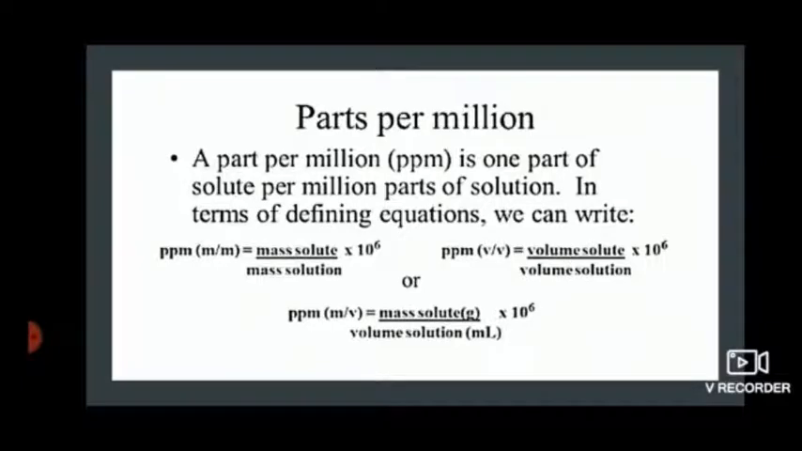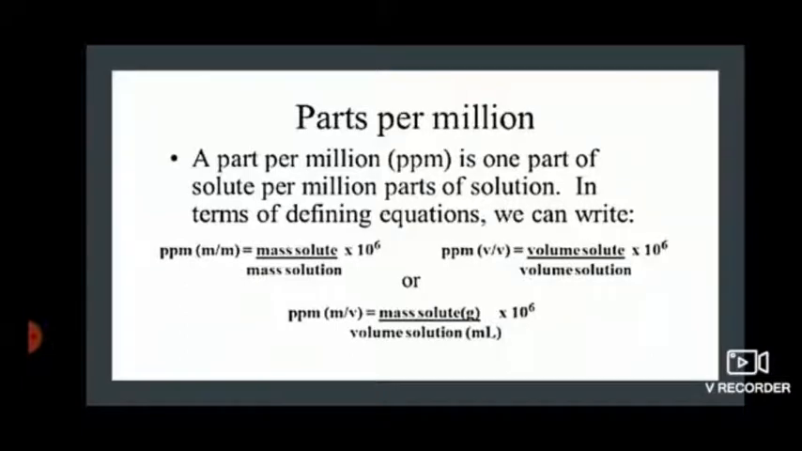Now parts per million. A part per million is one part of solute per million parts of solution. It is expressed mathematically: ppm in terms of mass by mass is equal to mass of solute divided by mass of solution, multiplied by 10 to the power 6.